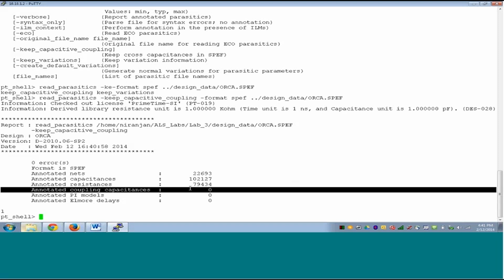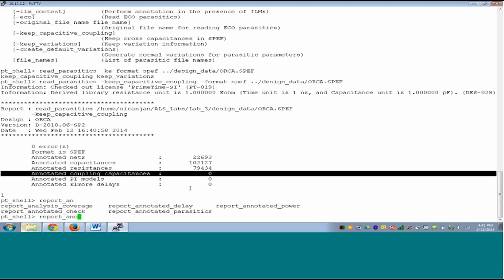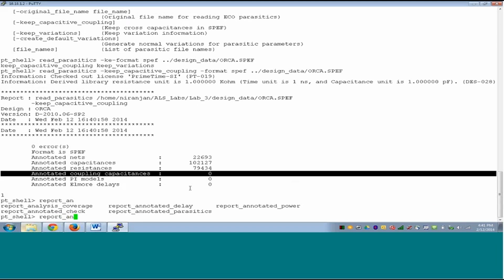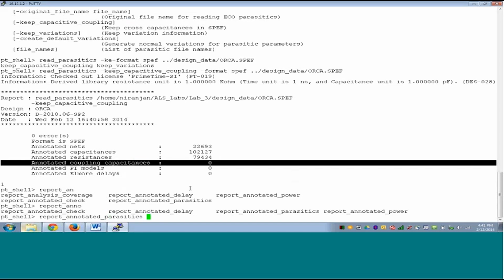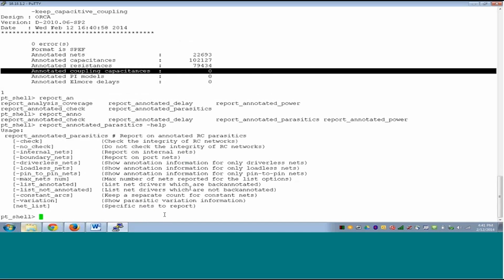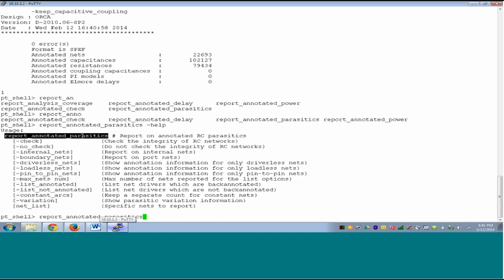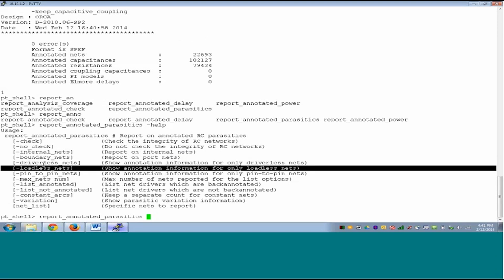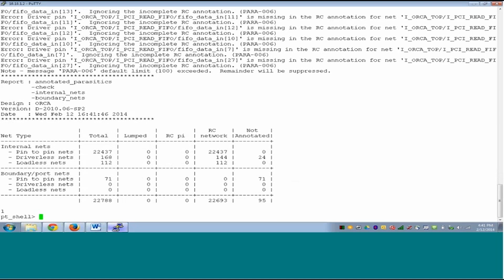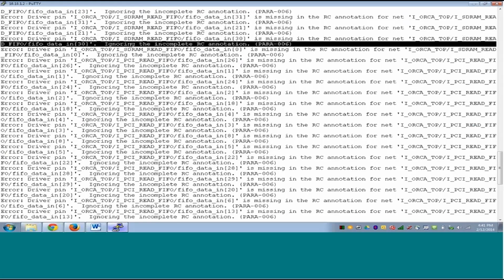So a very useful command after you read in the parasitics is report annotated parasitics. Let's look at the help. It gives a summary report of what is annotated and what is not. You can do it on a particular net, for internal nets, boundary nets, driverless nets, loadless nets. There are so many options. Let's just do the default thing. It will give certain messages.